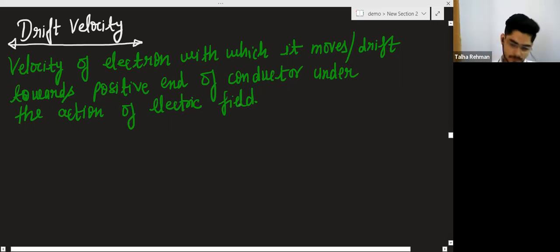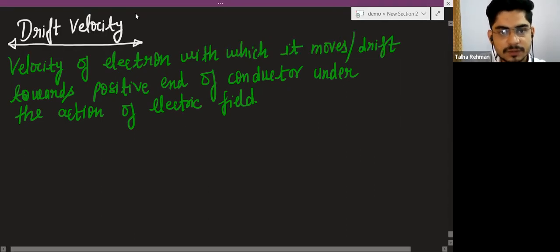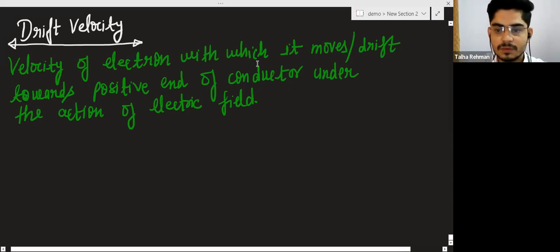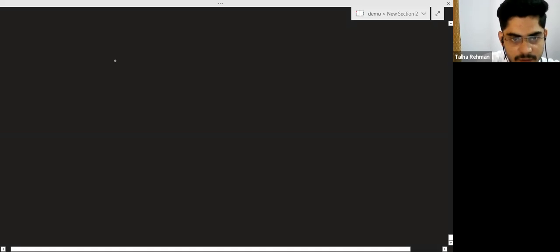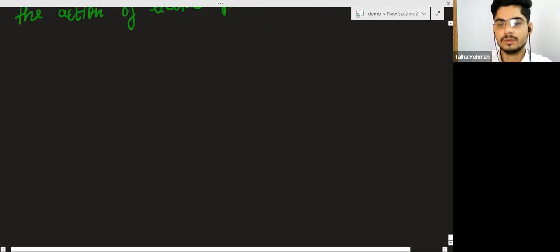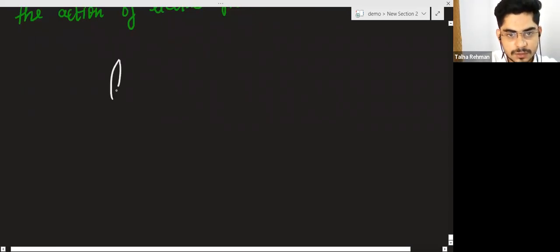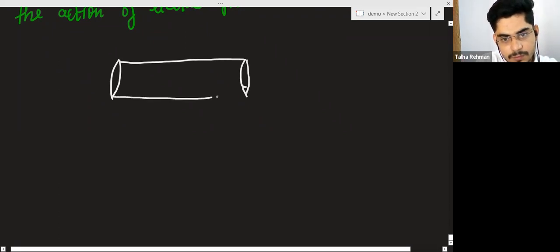So see here what happens. The conductor. We have to see the internal structure of the conductor. I am telling what is inside the conductor. This is a conductor, I am saying. You can say a part of a conductor or a conductor.